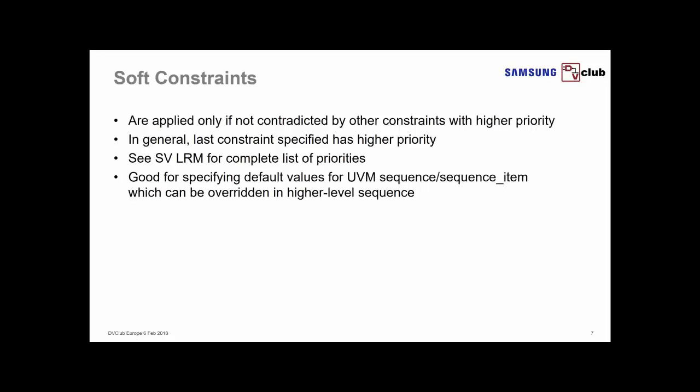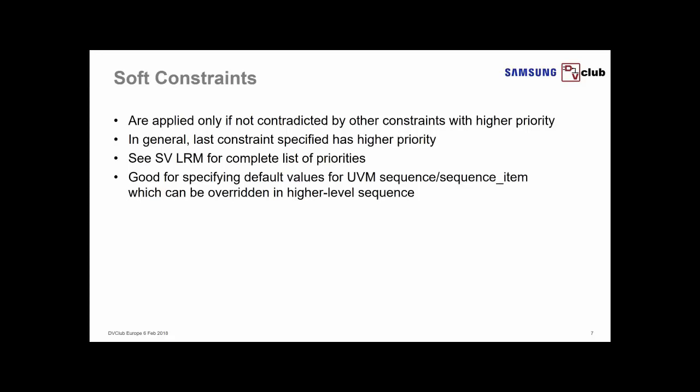So the first technique we want to talk about is soft constraints. And these, I believe, showed up in the language in the 2012 version. What they are is constraints that are only applied if they're not contradicted by other constraints that have a higher priority. And there's a fairly elaborate description in the LRM of what the constraint priorities are. But in general, the last constraint specified is the one that has the highest priority. And see the LRM for a complete list of those.